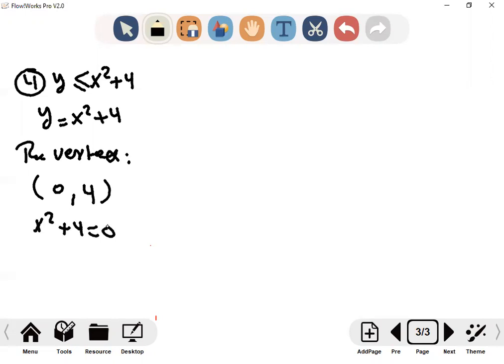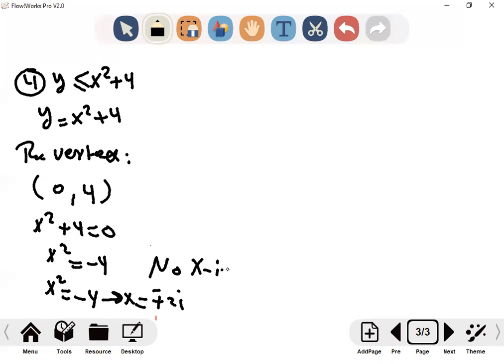If you switch it here, x power 2 equals negative 4, right? Means x equals plus or minus square root of negative 4, that is 2i, right? 2i is not real, right? So no x-intercepts. Okay? There is no x-intercept, but we have a graph. We can graph normally. Let's graph.